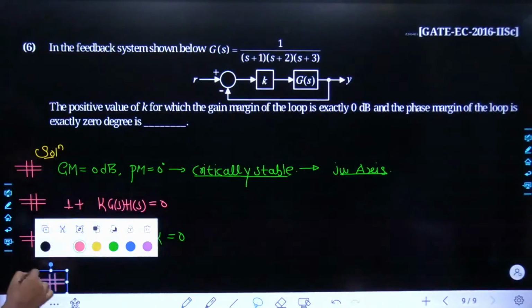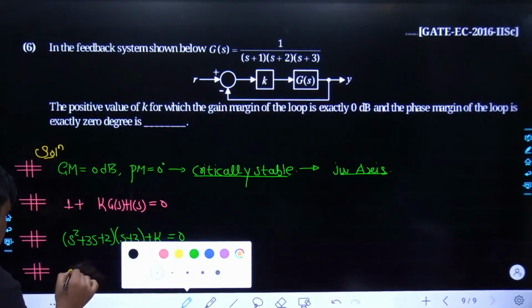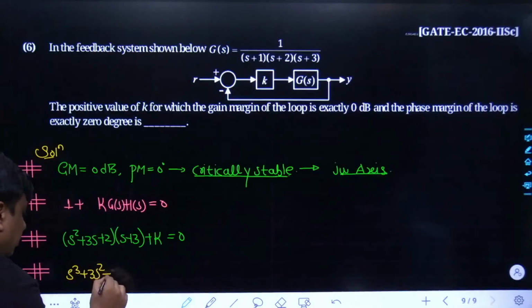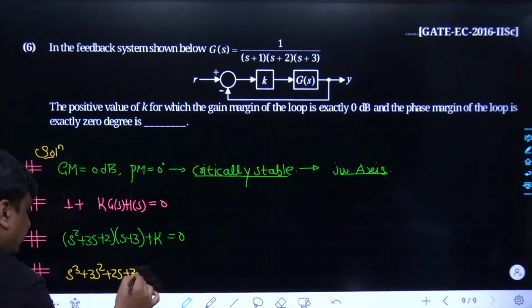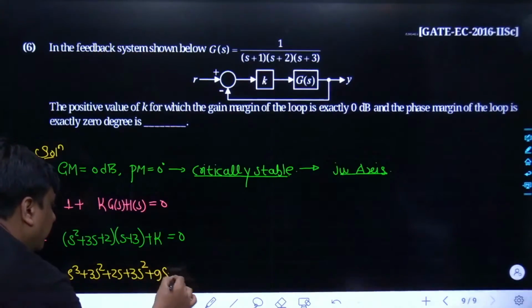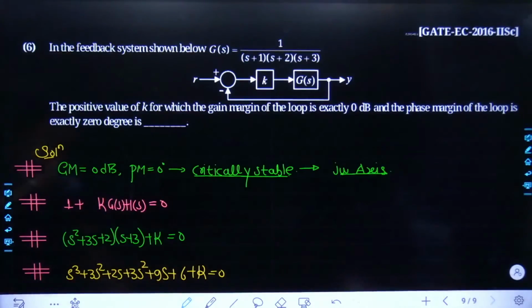In the next step, it would become s cube. Yes, it would become s cube. It would become 3s square. It would become 2 times s. It would become 3s square. It would become 9 times s. It would become 6 plus k, and here it would become 0.